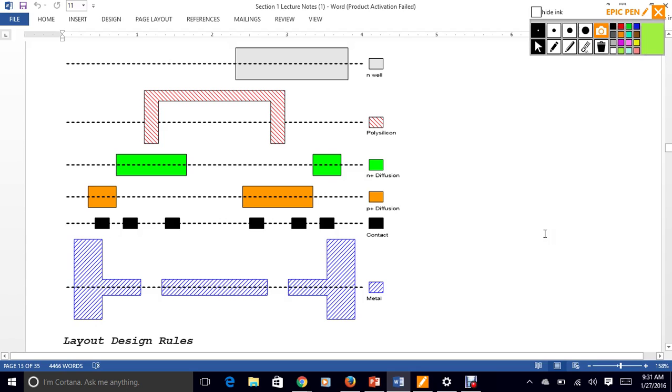You have your wells, you have your metals, you have your VDD and ground in your output. And then your N plus diffusions, and then your P plus diffusions, you have your N well. And then all your different contacts.